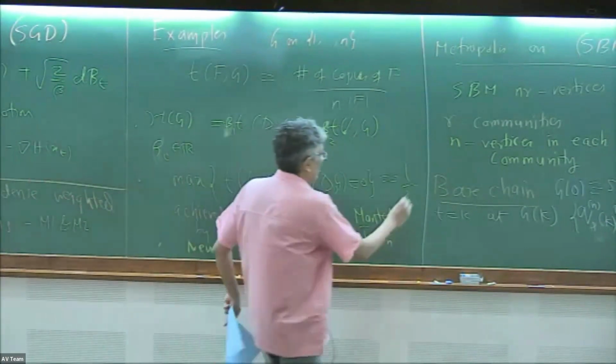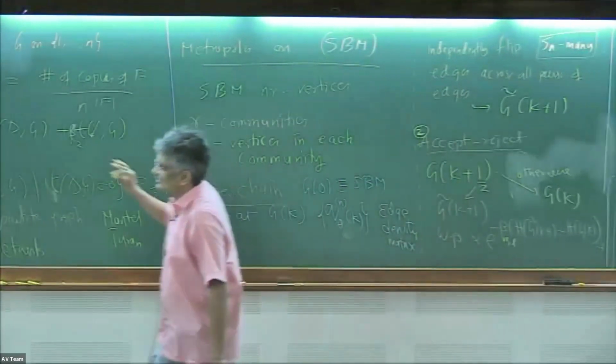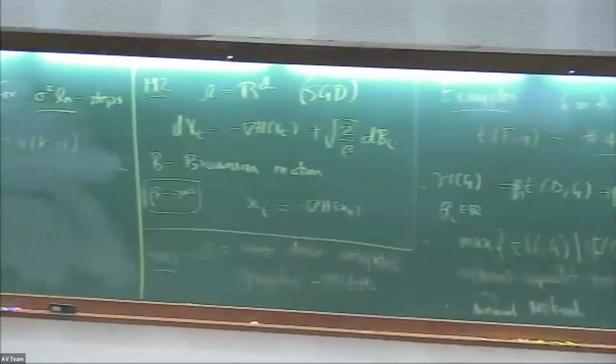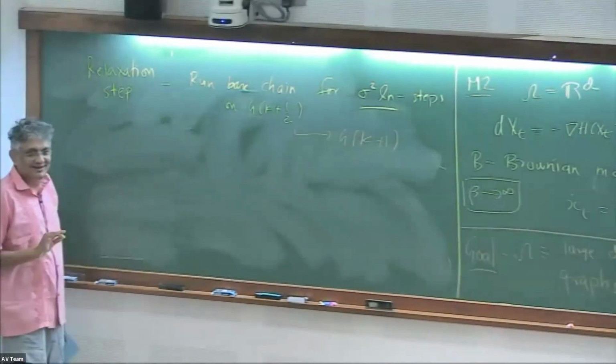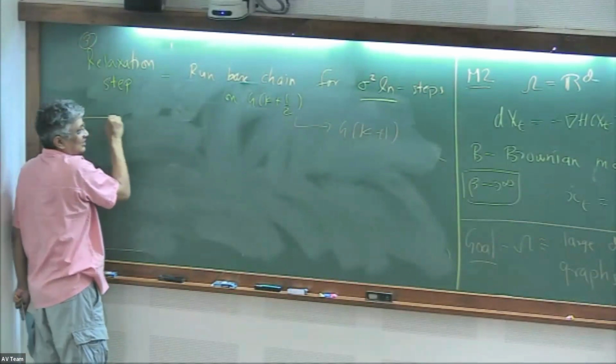So there are two steps. One is the base chain step, the second step is accept-reject. And the third step is relaxation. So we just do some number of edge flips again that we can choose. That's right. Okay, so here are some interesting notes to keep in mind.